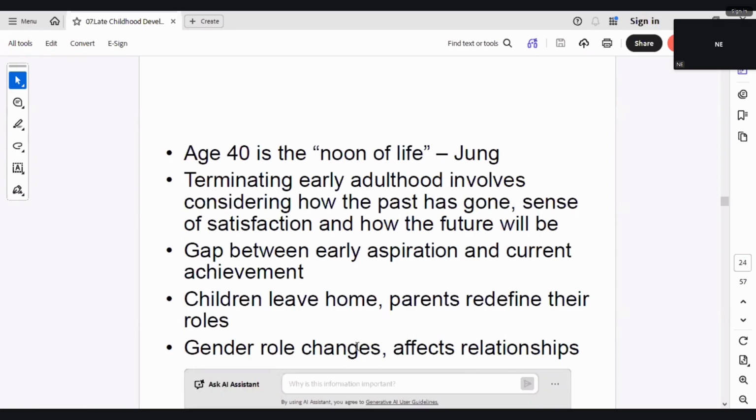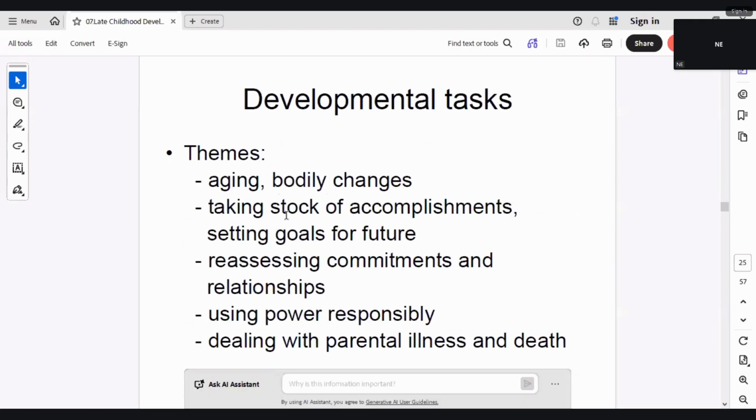Also, gender role change and how that affects relationships. So, for example, he could have been the major breadwinner, but he's laid off work and now she has to be working, or he's ill and is unable to work and now she has to be the one that earns the money. And how does that affect a relationship? So you see, the amount of things that could affect a person is just incredibly diverse.